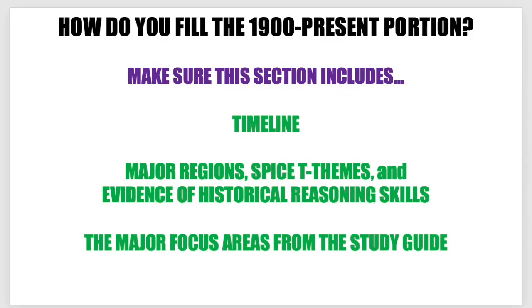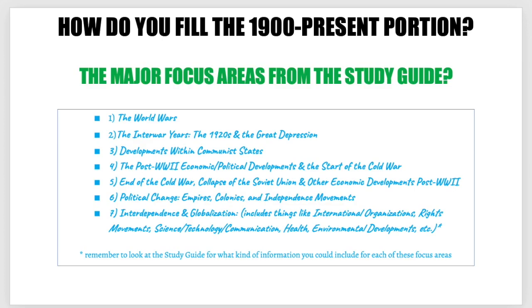You can organize and summarize this content however you would like, but this box in particular must include the following things. It must have a timeline, one cohesive timeline of major developments and events from this time period. It must also include mention of the major regions we discussed, the relevant SPICE-T themes, social, political, cultural developments when they came up, and evidence of historical reasoning skills, like causes and consequences of the wars. It must also include the major focus areas from the study guide. So this is mentioned in the written instructions. It includes the world wars, the interwar years, developments within the communist states, etc. You want to make sure that you actually label and identify those areas somewhere in that box.